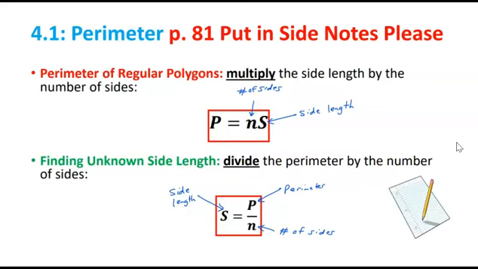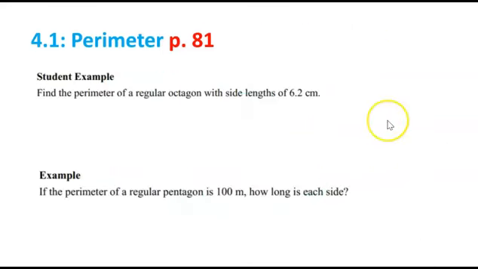So this formula for finding the unknown side or the formula for finding the perimeter can be useful for future times where you see a regular polygon. Let's put that into practice on page 81.